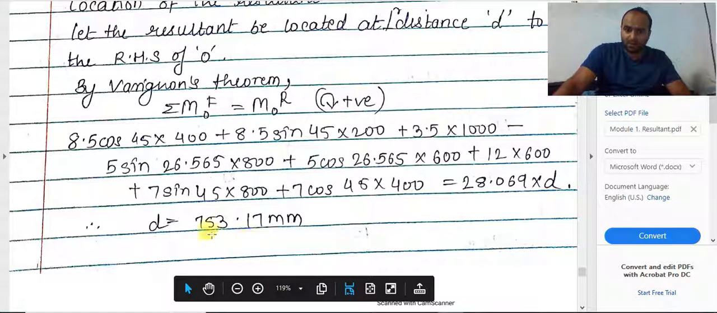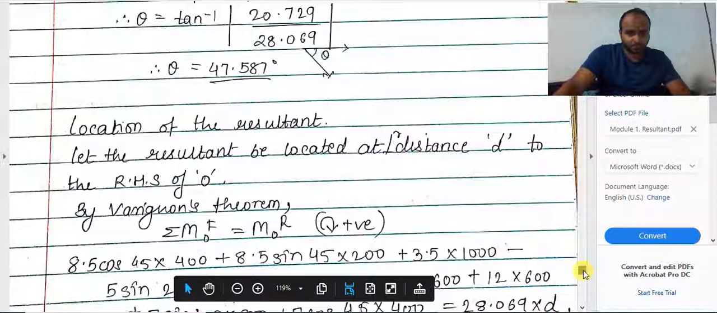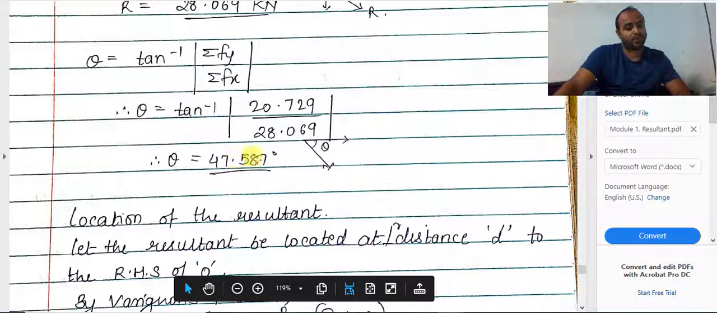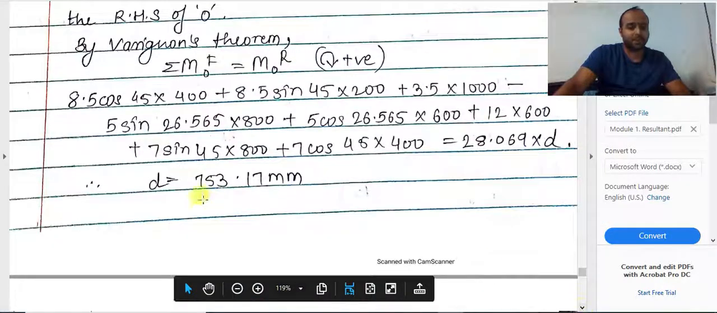Since the value of d comes out to be positive, that means our assumption of the resultant force to the right of O was correct. Therefore, R is equal to 28.069 kilonewton at theta 47.587 degrees towards fourth quadrant, acting at a perpendicular distance d equal to 753.17 mm to the right hand side of O.